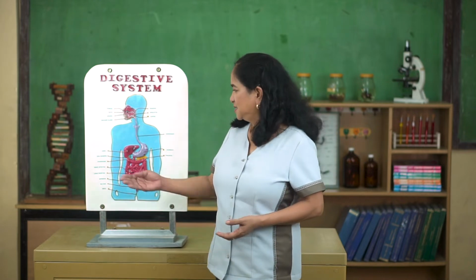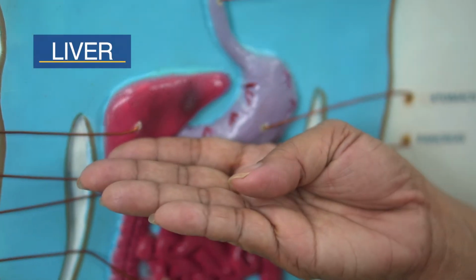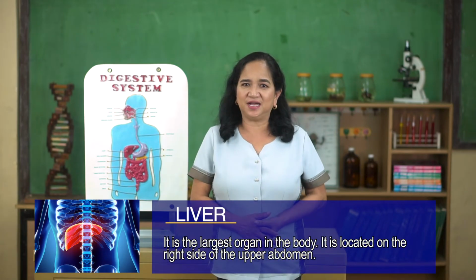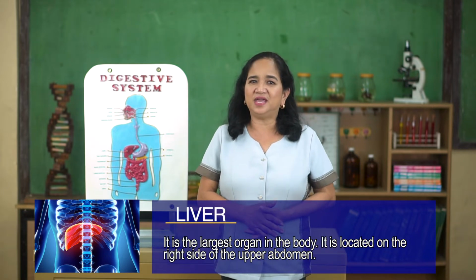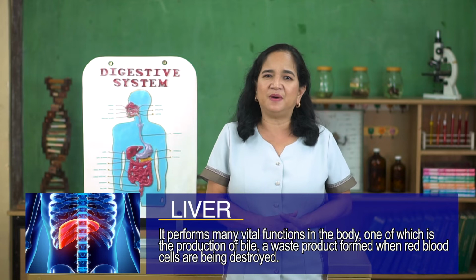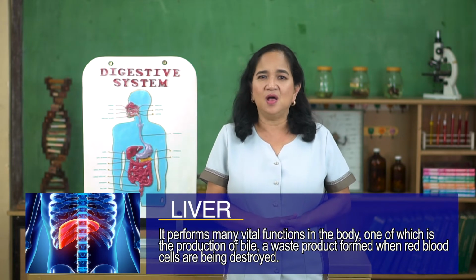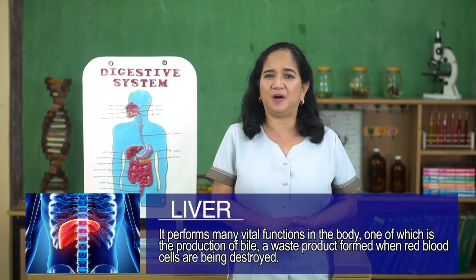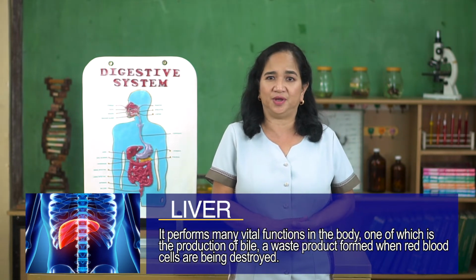The liver is the largest organ in the body. It is located on the right side of the upper abdomen. It performs many vital functions in the body, one of which is the production of bile, a waste product formed when the red blood cells are being destroyed.